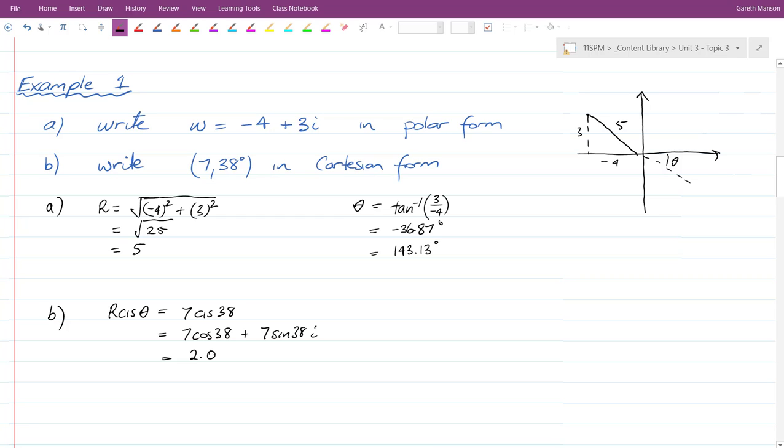Is that the cos? Plus 2.07i. Okay, 38 degrees is in the first quadrant, so I'm expecting them both to be positive, and they are. Any questions on that?